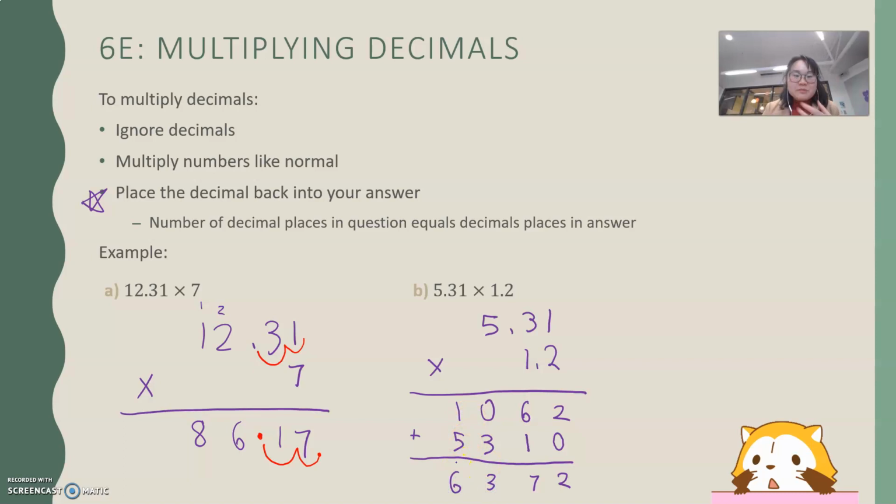Okay, the final step is, again, I need to place the decimal back into my answer. So to do that, I need to have a look at how many decimal places are in my original question. So I've got 2 decimal places here and 1 there. So I need to move my decimal point 3 decimal places to the left. And when you're doing this, it's always to the left because 6,372 is a lot bigger than what the number was meant to be. So 6.372 is the final answer.